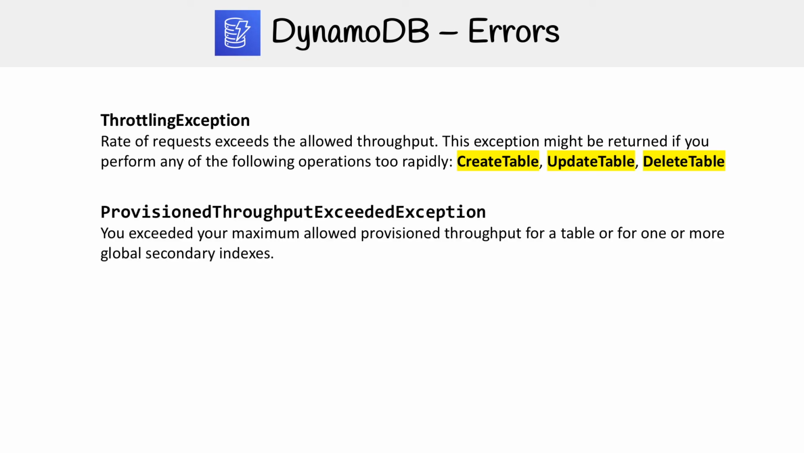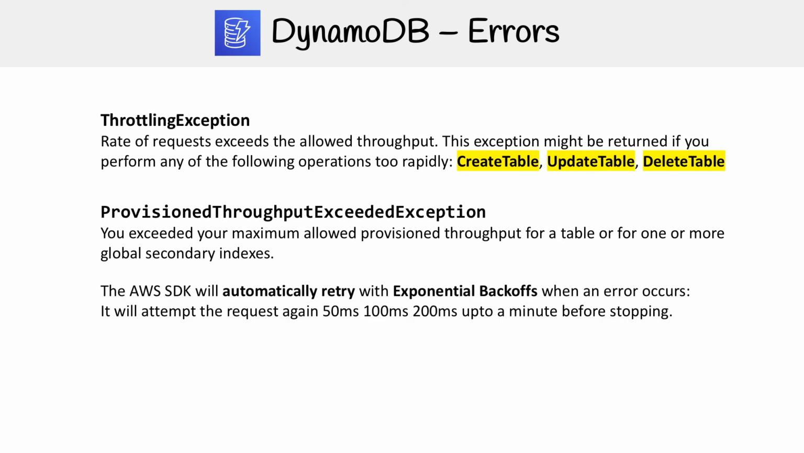The other error I want you to know, and this one is extremely common, is ProvisionedThroughputExceededException. So you exceeded your maximum allowed provisioned throughput for a table or for one or more global secondary indexes. This error occurs when you've exceeded your throughput. So that's your capacity units, your reads or your writes. And so you're very, very likely to see this error.